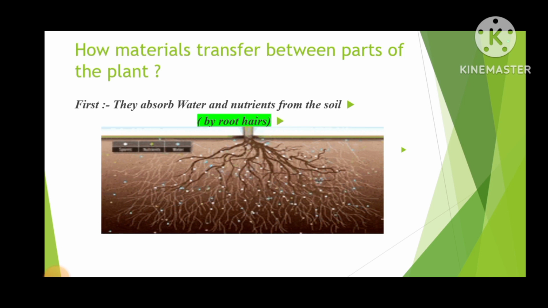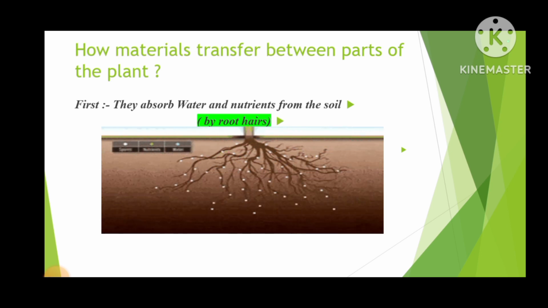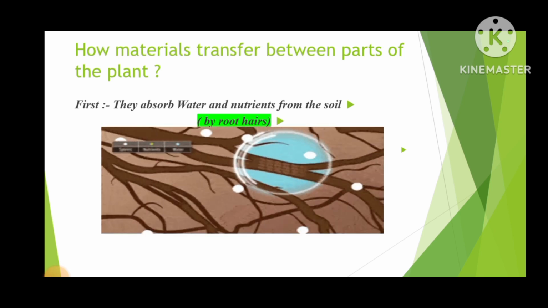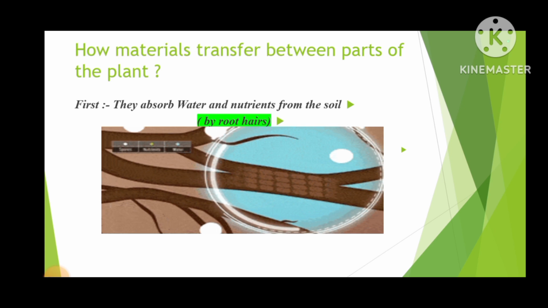especially by root hair. All these roots called root hair. Called what? Root hair. Root hair increase the amount of absorbed water and the nutrients. If root can absorb 1 liter, root hair can increase this amount to 5 liters of water. So root hair increase the amount of absorption of water and nutrients.